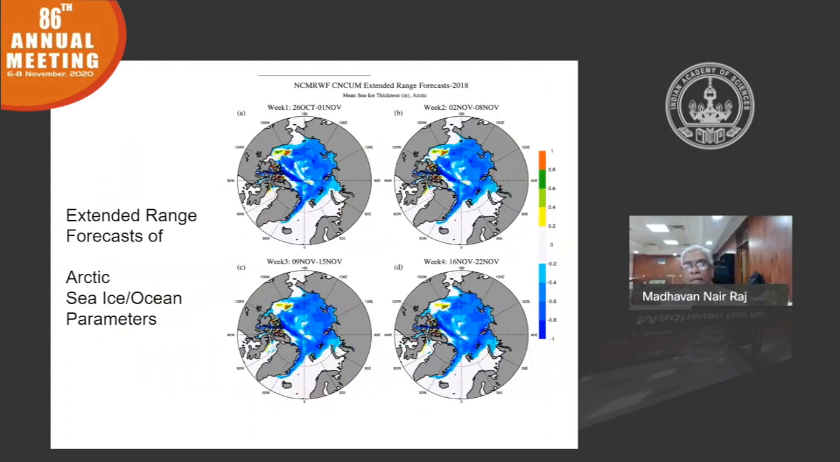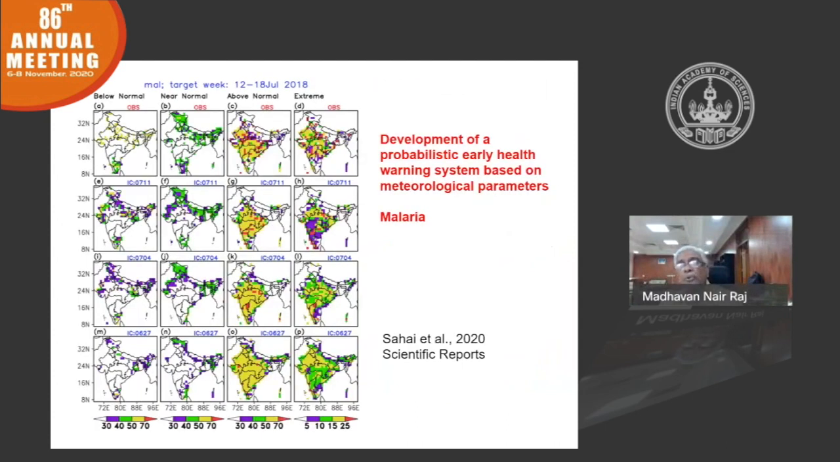And this is an example of how we predict extended time scale for sea ice and ocean parameters, Arctic sea ice and the ocean parameters. And these are new results which have come out from our group scientists at IITM Pune. They are now using extended forecast for application in the health sector, especially for malaria. This is a good example of how this extended forecast system can be used to predict the possibility of getting malaria over a specific region, at least on a 2 week time scale.